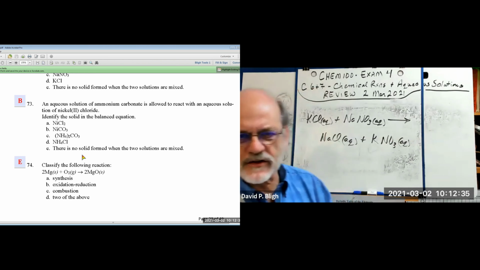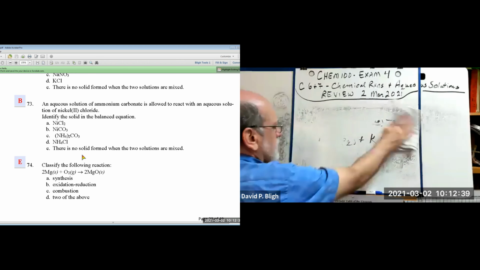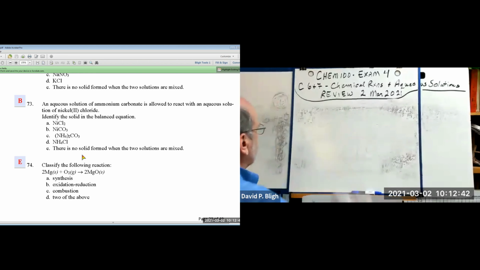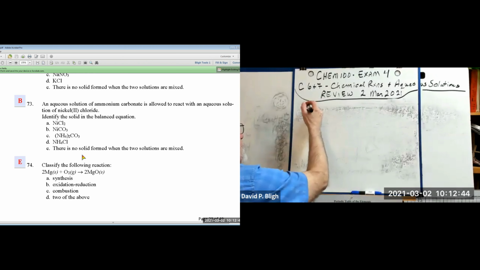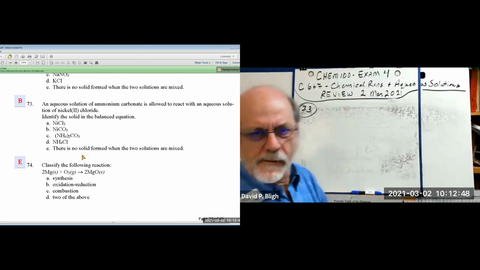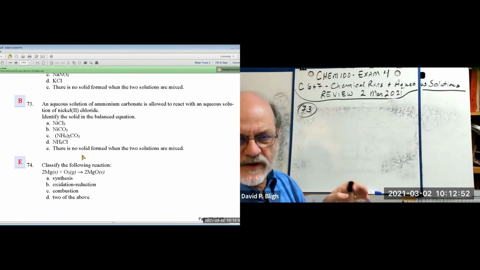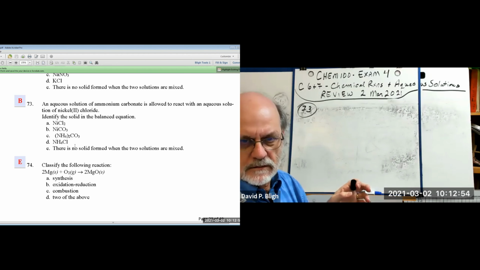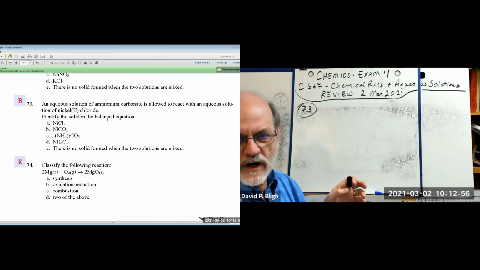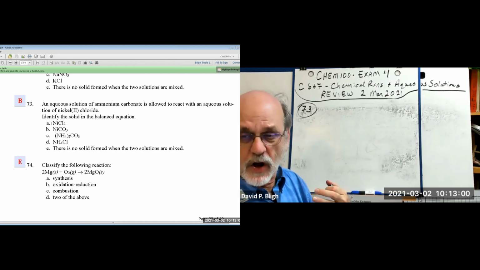Now, when you're given a situation like this, number 73, and I'm doing it again, I'm not writing the numbers up here. 73. If the question is, what solid is formed in the balanced equation? Look at your answers. All right, there are no coefficients in front of those. So all you really have to do is identify the compound.